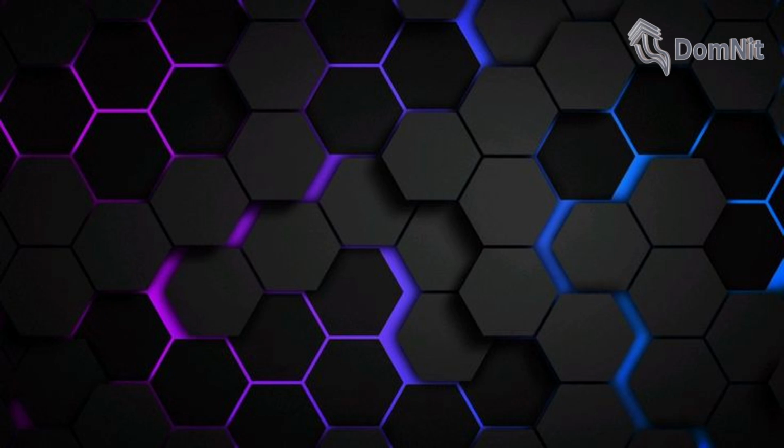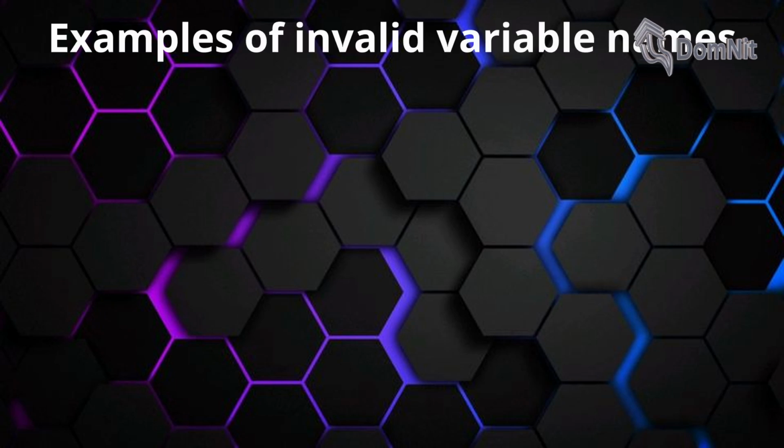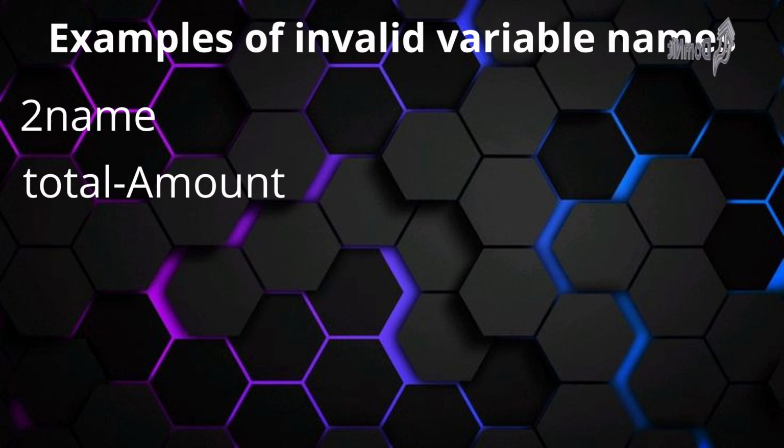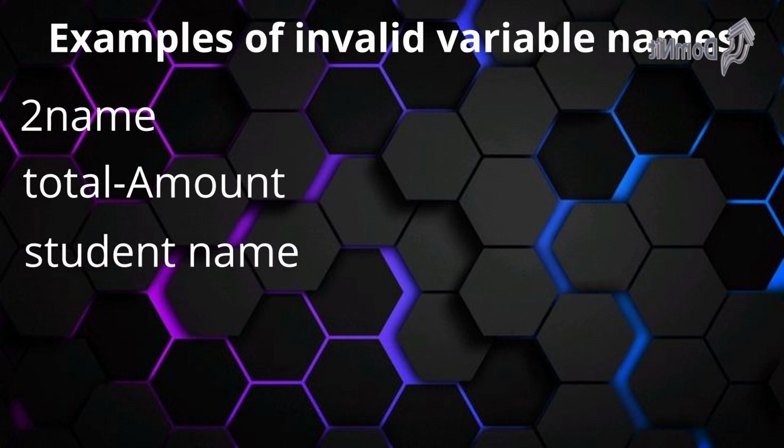But let's look at 2name. This variable name is not valid. Why? Because it has a number beginning the variable name. Also, let's look at total-amount. This is also not a valid variable name because it has a hyphen between total and amount. You can also look at student name, which is also not a valid variable name because there's a space between student and name.